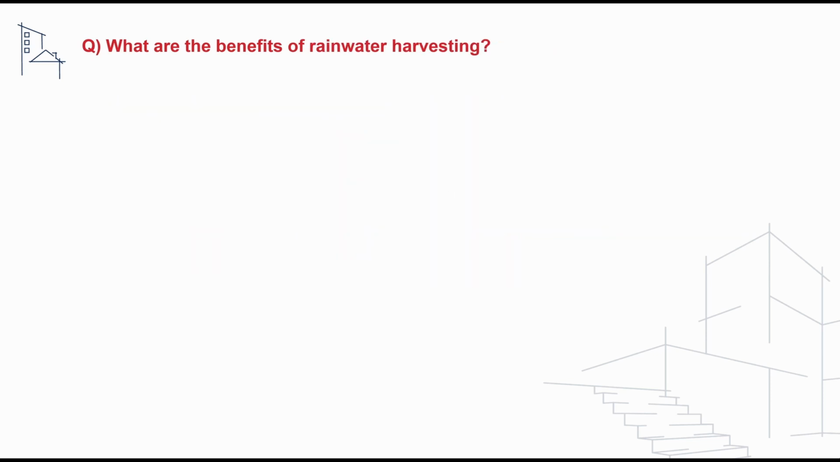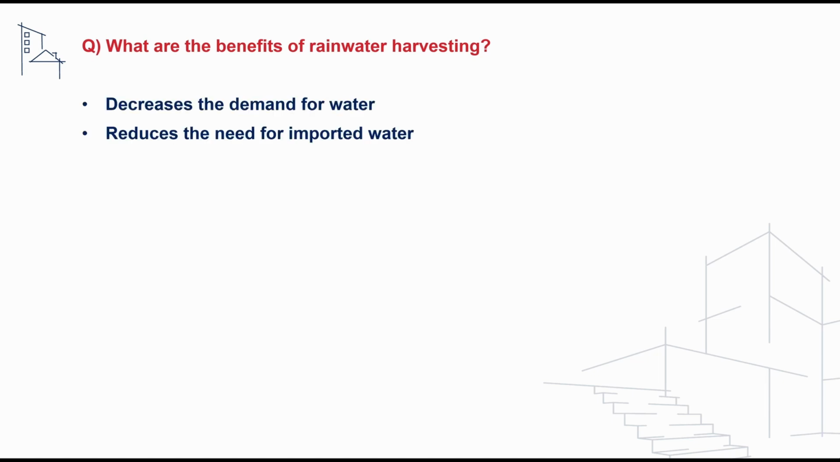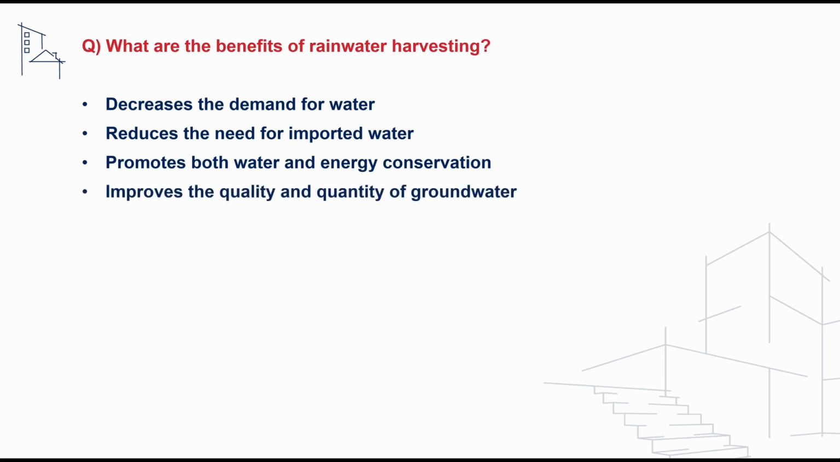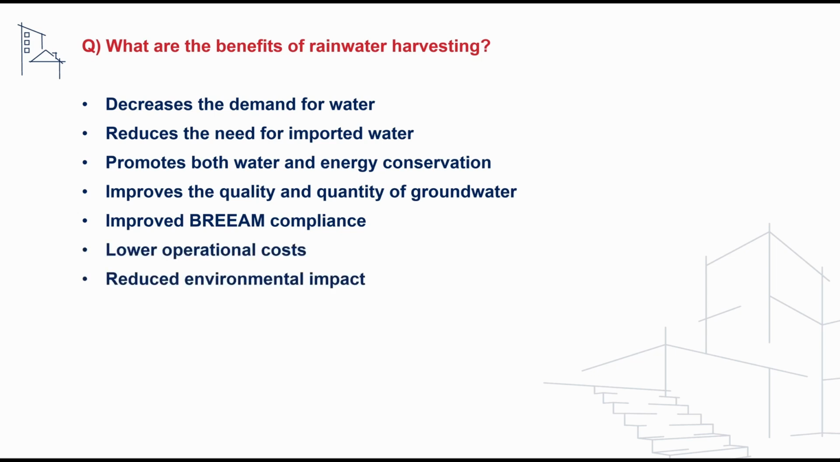We may also be asked a question of our understanding of rainwater harvesting and what benefits this can bring. And to address this, we can say that it reduces the need for imported water. It promotes both water and energy conservation, whilst also improving the quality and quantity of groundwater. It can also be used to achieve improved BREEAM compliance, whilst lowering operational costs and reducing environmental impact.